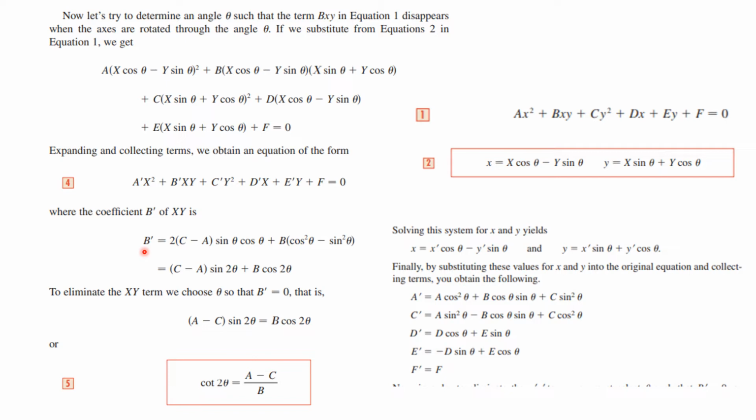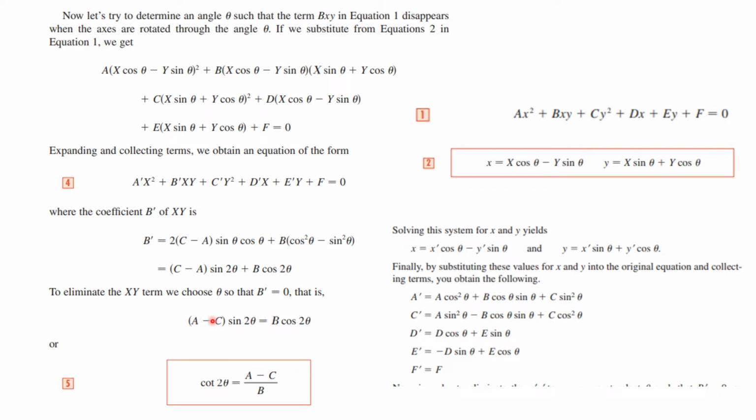And so we're going to figure out what the angle has to be. So I'm going to call this c minus a times sine of 2 theta plus b times cosine of 2 theta. And I'm setting this equal to 0. So I put 0 there and I solve for theta. And so I will get this is equal to 0.